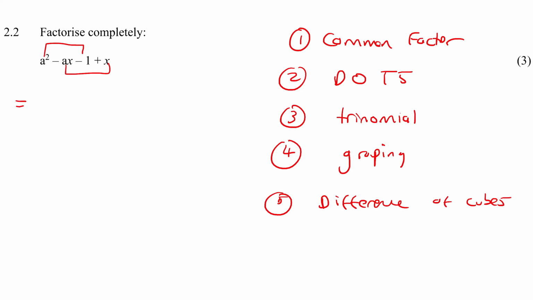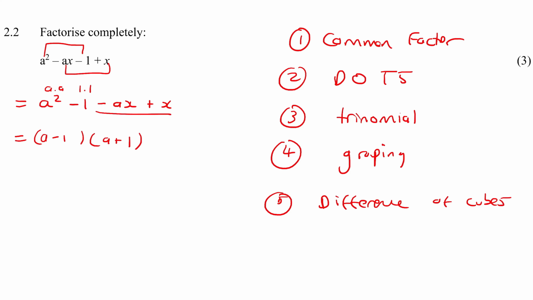Let's try that. So that's going to be a squared minus 1 minus ax plus x. So now I know that this over here is a difference of 2 squares, because there are 2 terms separated with a minus, and this is a perfect square because it's a times a, and this is a perfect square because it's 1 times 1. So then I can open up 2 brackets, a minus 1, a plus 1. That's just difference of squares, right, which we've done.